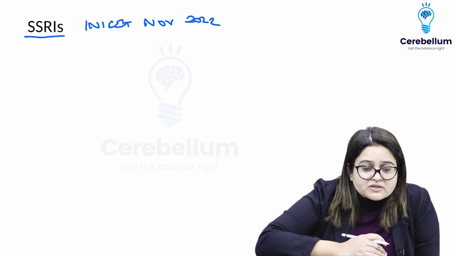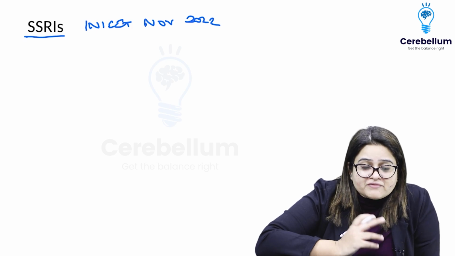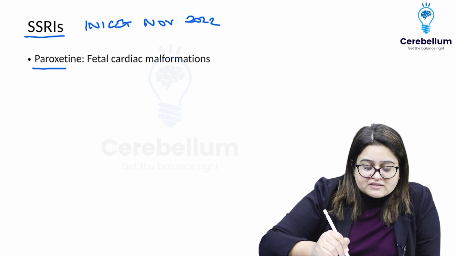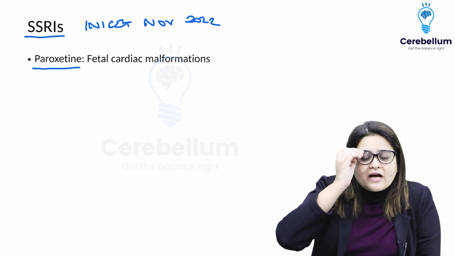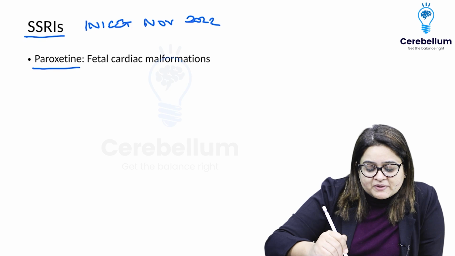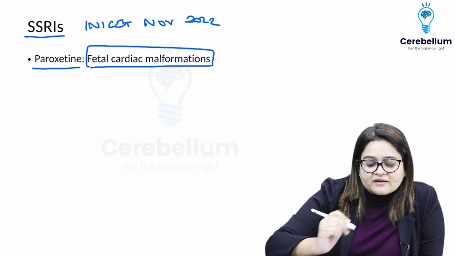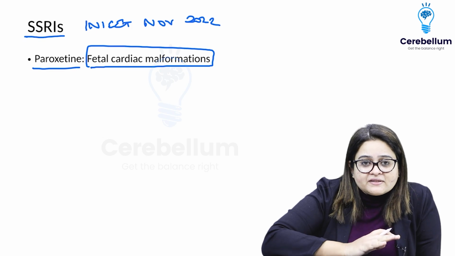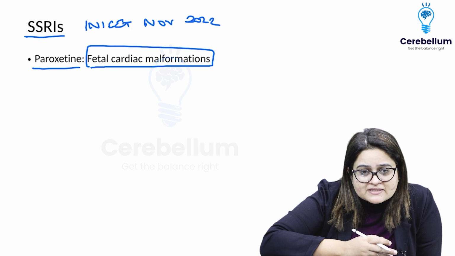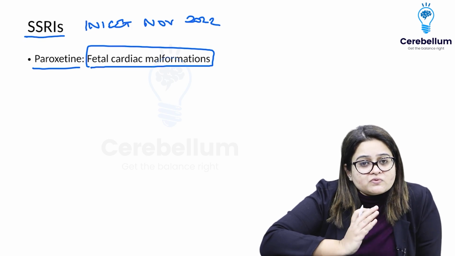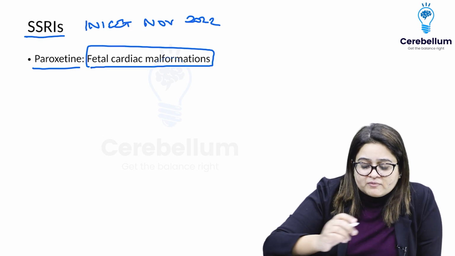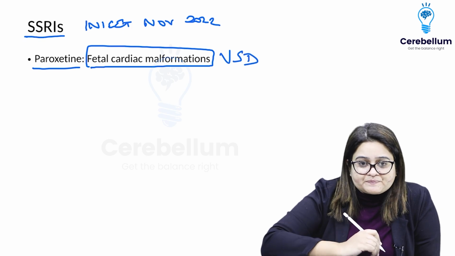SSRIs are used in depression, and how do they affect the fetus or the neonate? Do they not affect? What happens? So remember, paroxetine is the only SSRI to have been associated with a fetal anomaly, and it has been found in some studies to cause fetal cardiac malformations. All other SSRIs are safe. So if a woman is on paroxetine who is contemplating pregnancy, preconceptually, please switch over to a safer SSRI, because paroxetine causes fetal cardiac malformations, commonly VSD.